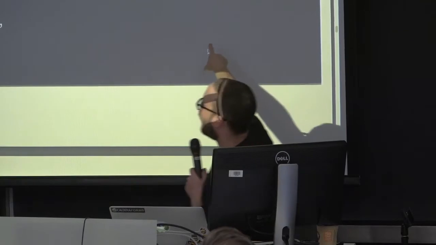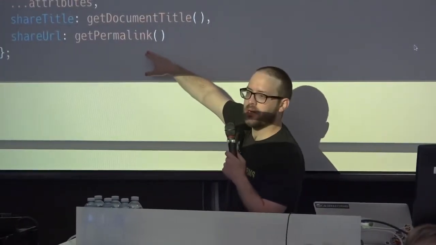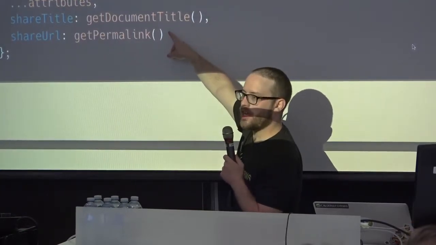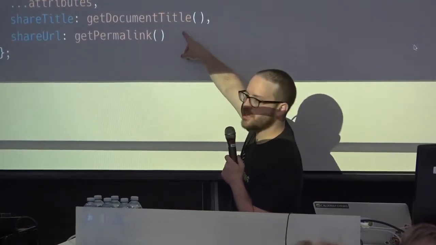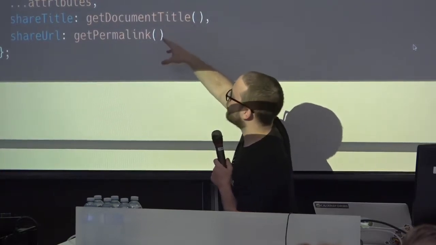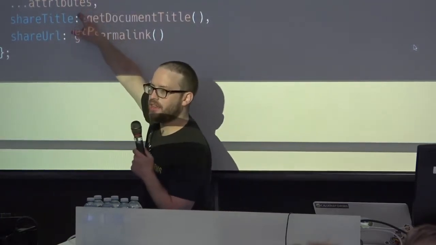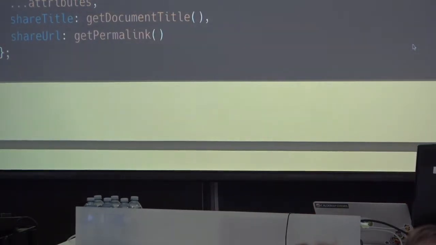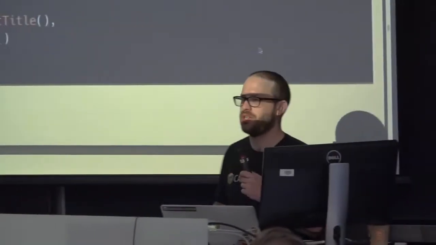We can say WP data, right? This is one of those modules we were talking about importing. I want to select from core editor. I want to select from the post editor the document title and the document permalink. So whenever the permalink or the title changes, this function gets run again, and the object that I'm building here will change. So as somebody types and changes the post title, this object will change in real time.